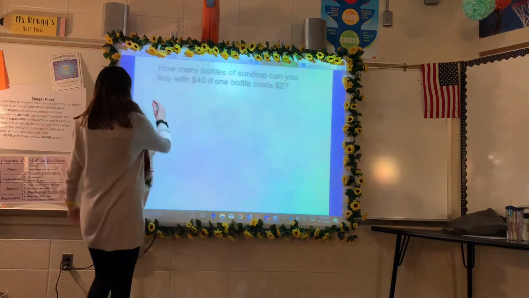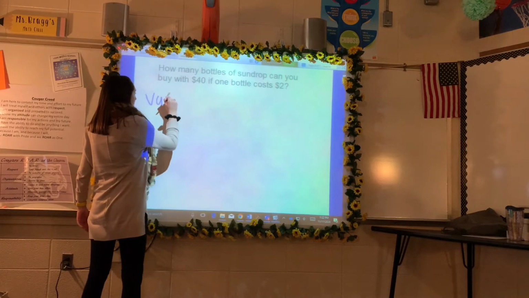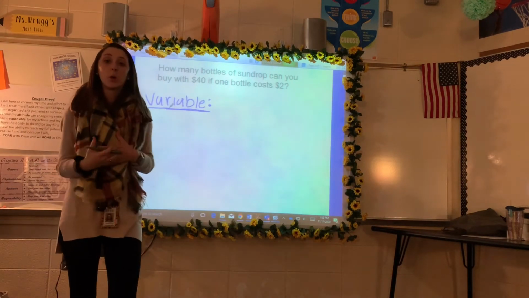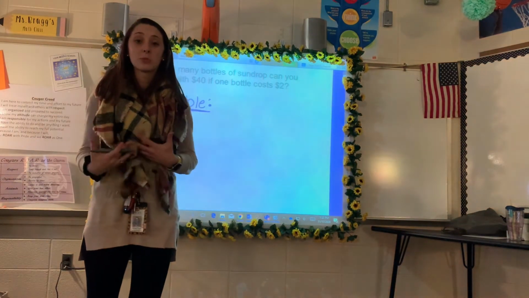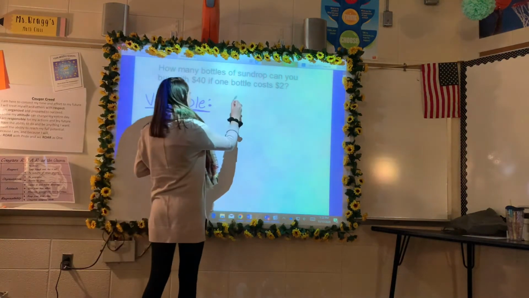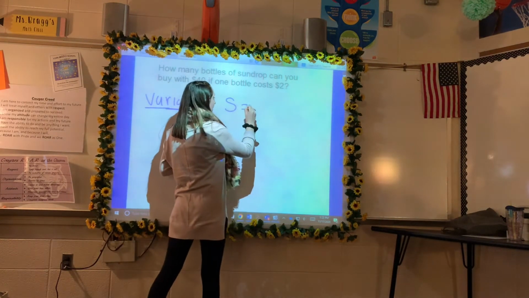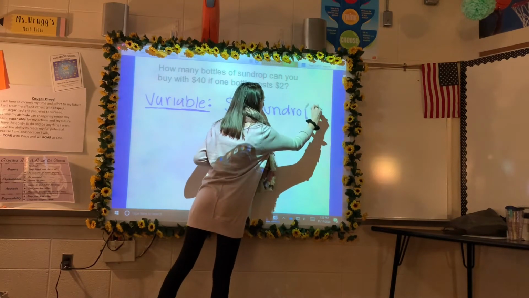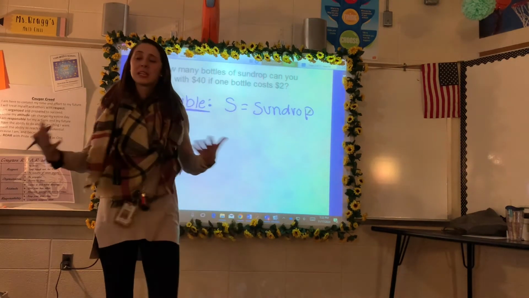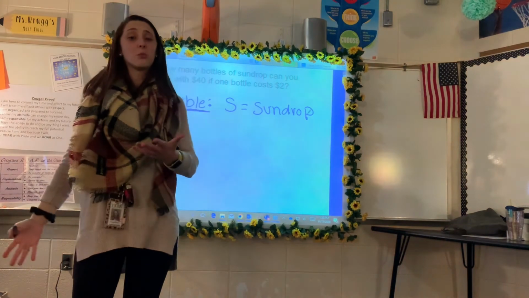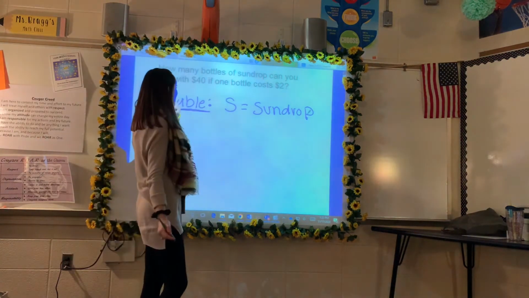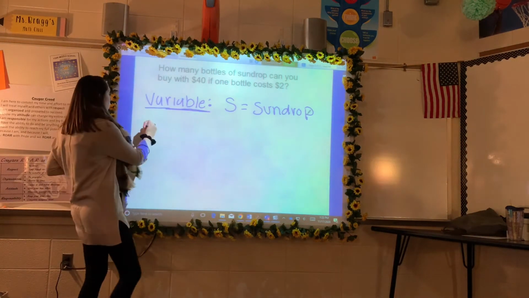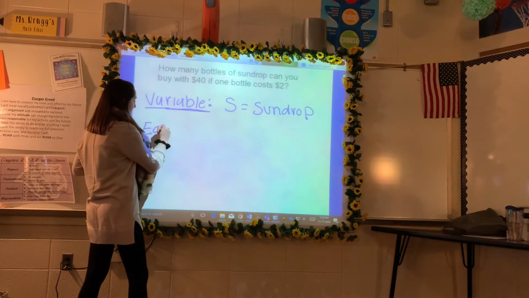All right, so same thing. First, we want to identify a variable. We're going to want to know how many Sundrops we can buy in total. So for my variable, I'm going to choose S, and S is going to equal Sundrop. Again, you can choose any variable, A through Z, whatever you feel more comfortable using, but I'm going to use S. All right, so now we want to create an equation.